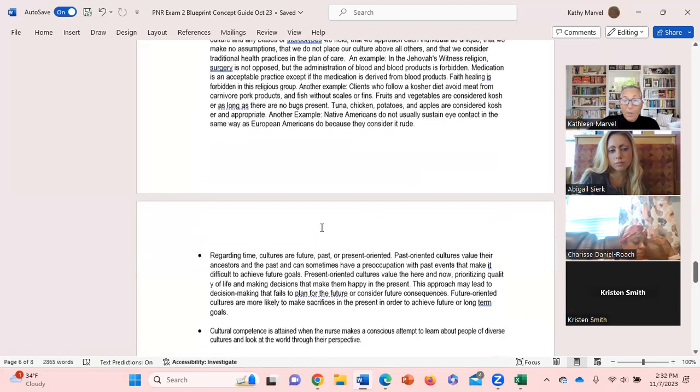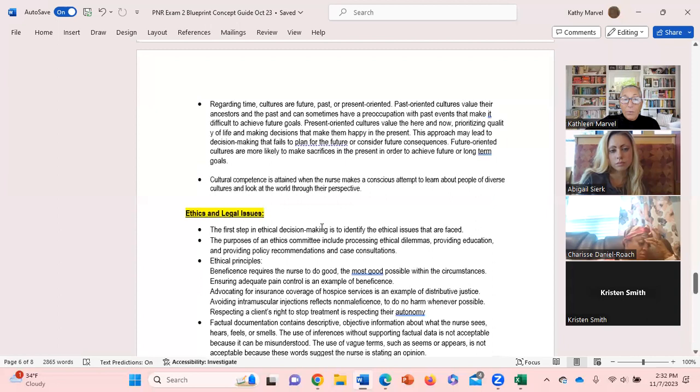Okay. And then have an understanding of time. We have cultures that focus on past, present, and future. If you're focused on the past, what are the risks? Sometimes you have such a preoccupation with the past that you're unable to make decisions for the future. So if you're given a scenario, identify whether it's past thinking, a culture that is focused on the past, the present, or the future.